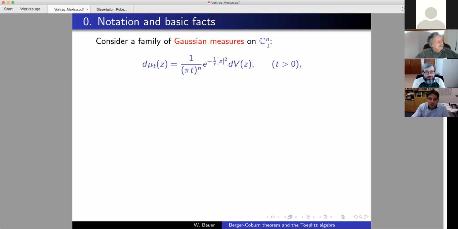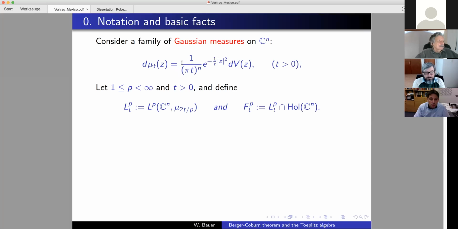Okay, so this is on the notation and basic facts. Here I consider only C^n, and I consider a family of Gaussian measures on it, the standard family, which is denoted by d mu t. t is a parameter bigger than 0. You may think of this as a time parameter. And here we have this Gaussian weight, and it's normalized to 1.